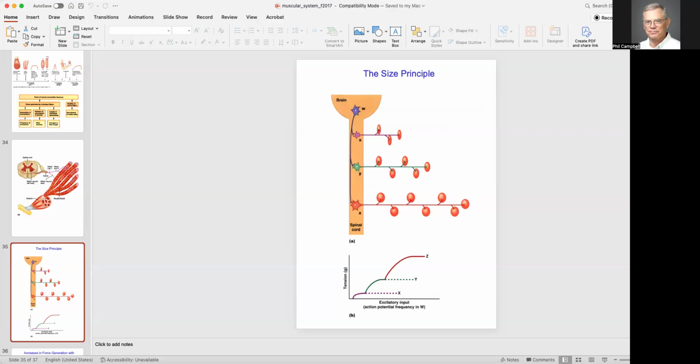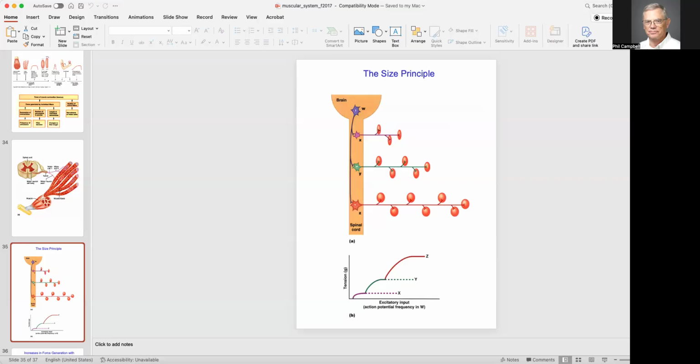So as you start to pick up this piece of chalk, maybe motor unit X is fine. I've generated enough contractile force. In order to pick up this bag, the force from X is not enough to pick it up. I have to recruit an additional motor unit, Y, and that allows me to pick this up. If I get a higher load, I'll recruit more.